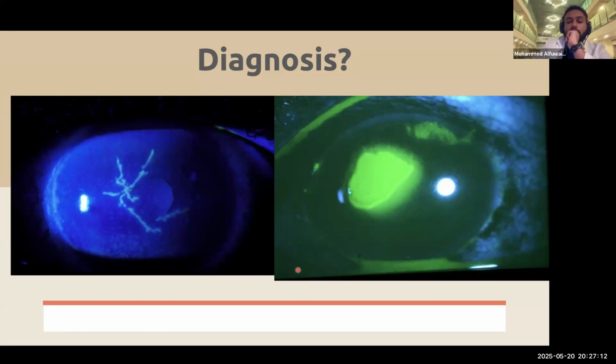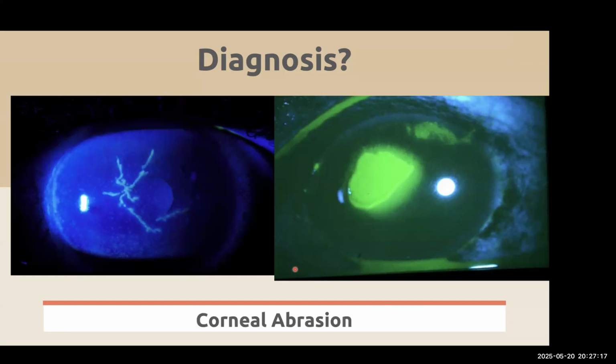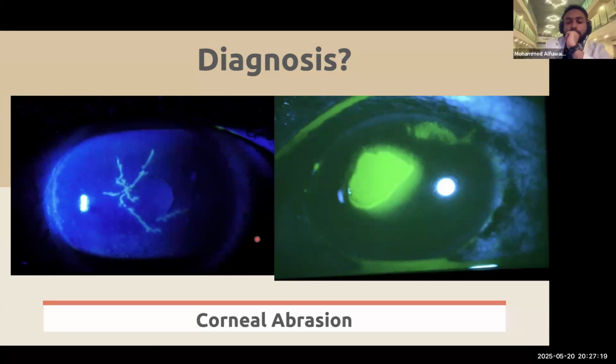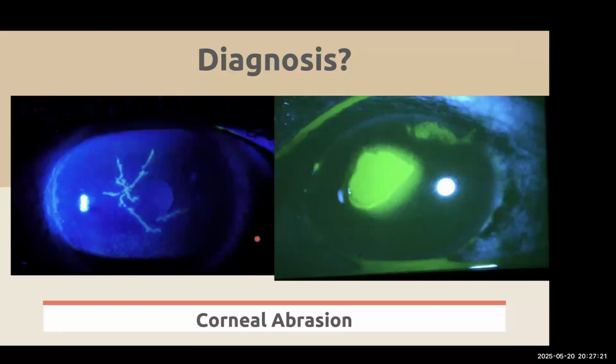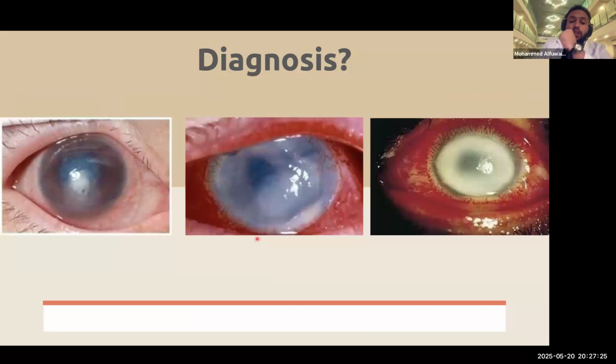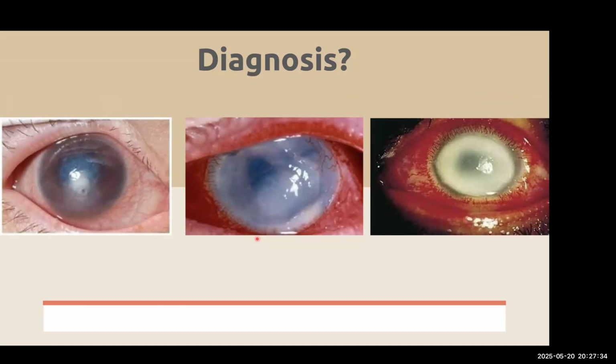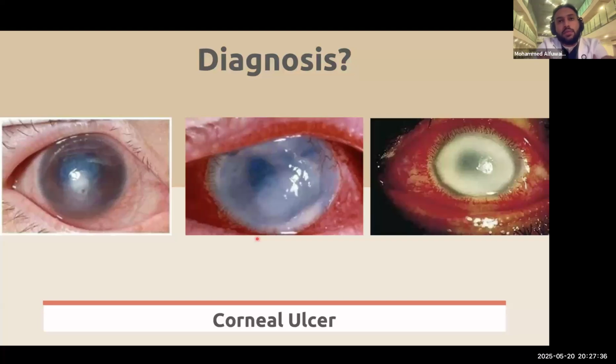So how about here? Involving only the epithelium. Abrasion. Good. What dye did we use here? Fluorescein dye. Excellent. This is the corneal abrasion. Now, how about over here? Corneal ulcer. Good. The cause of this could be infectious, could be traumatic, and basically involves the epithelium and into the stroma.